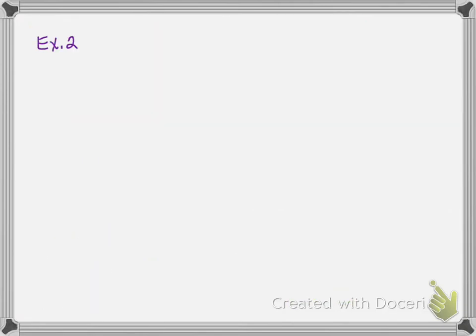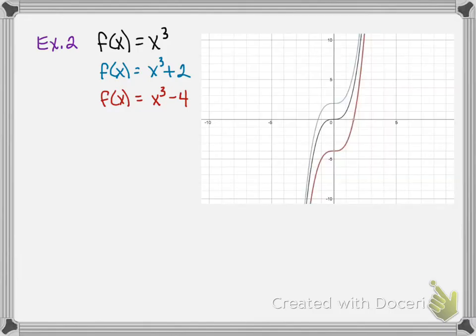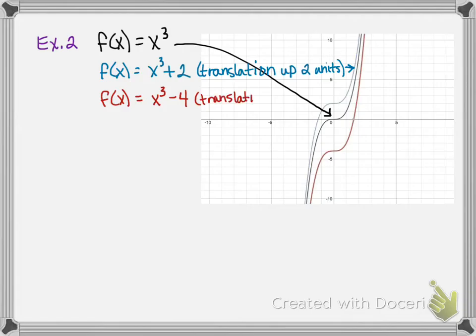Okay, let's look at another example. Again, comparing always to f of x equals x cubed, we'll look at f of x equals x cubed plus 2 and f of x equals x cubed minus 4. Looking at these three graphs, again, the parent function is here in black. F of x equals x cubed plus 2 is a translation up 2 units, and it's here in blue. F of x equals x cubed minus 4 is a translation down 4 units, and it's here in red.